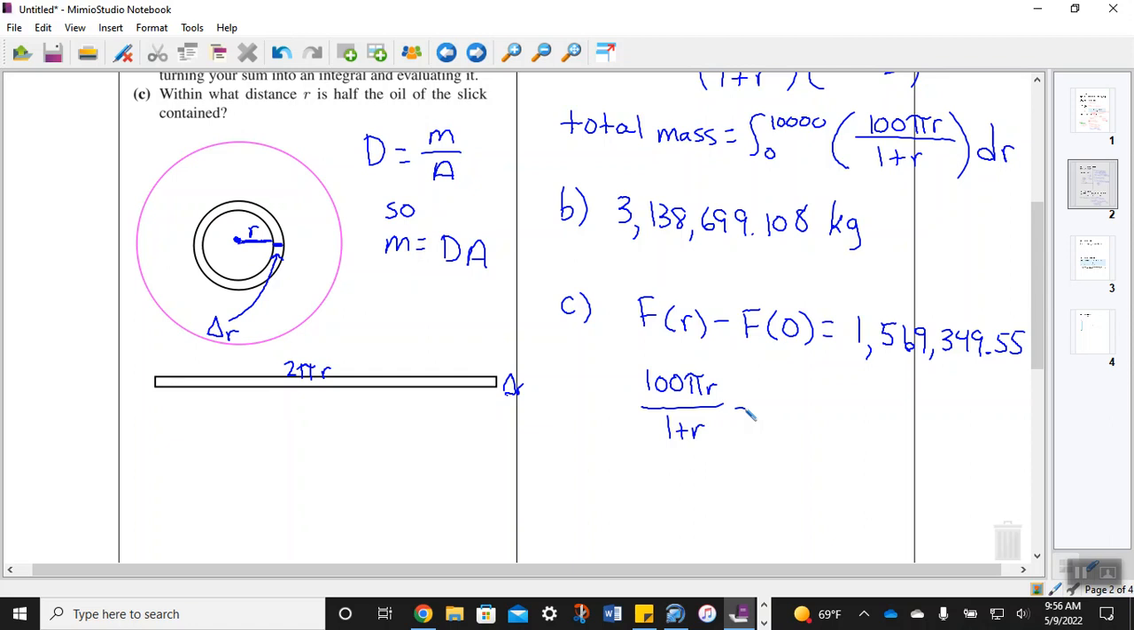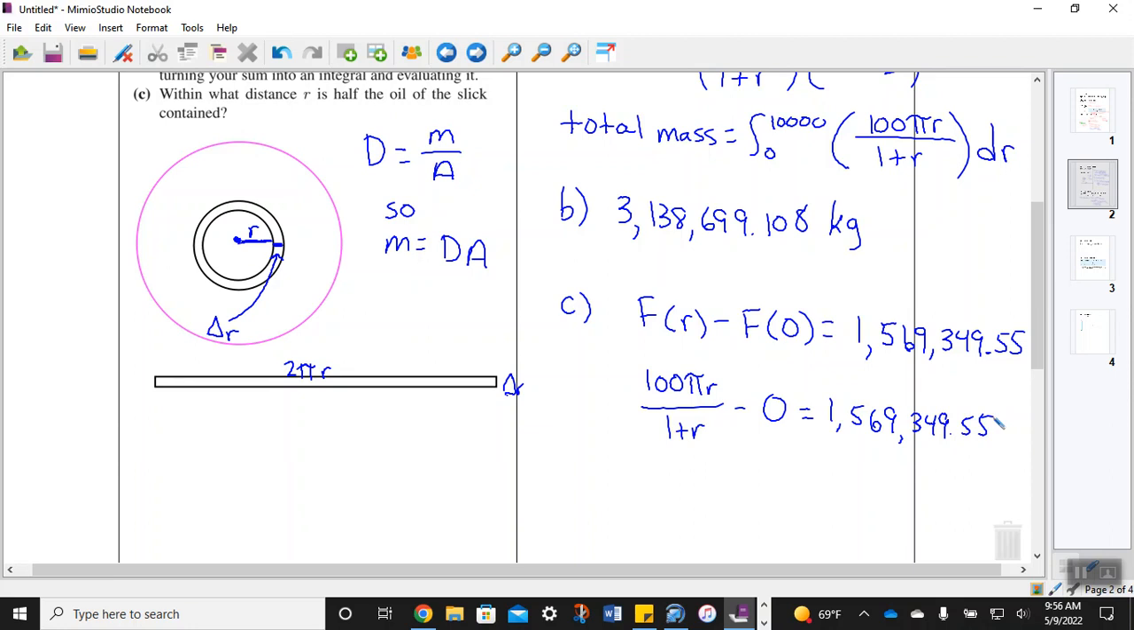You're going to get 0 up top and 1 on the bottom, aren't you? Yeah. And what's 0 divided by 1 going to be? 0. So f of r would still be the function that we're trying to find the definite integral for, minus 0. That's going to equal what value? Right? So isn't that kind of like saying 100 pi r over 1 plus r is equal to this mess?